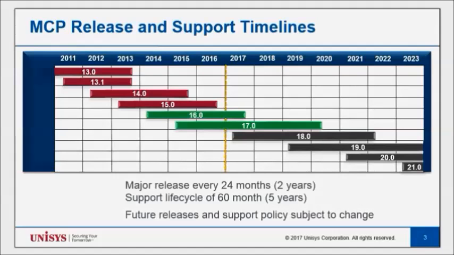Here's the MCP release and support timeline picture. You see the unsupported releases in red. Our two currently supported releases, MCP 16.0 and 17.0, in green, as well as future releases to the right in black. You'll see that we're maintaining the major release cadence of every 24 months or 2 years, with each release now having a support life cycle of 60 months or 5 years. And this picture gives you a good idea of where we are, what's supported, what the release overlaps are, and what the plans are for the future. Of course, future releases and the support policy are subject to change.